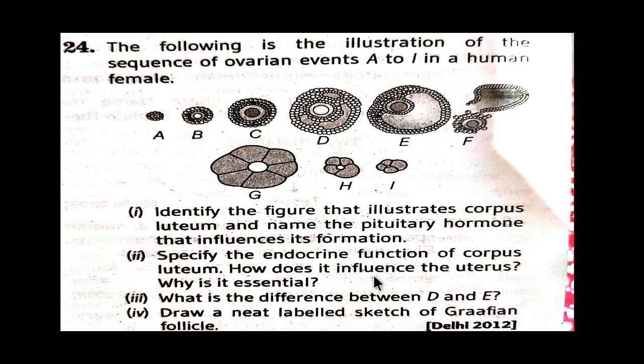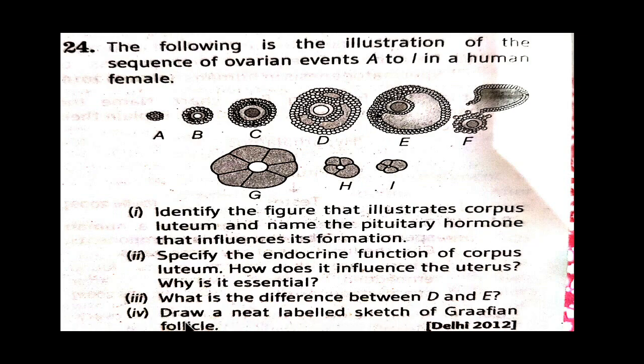And then how does it influence the uterus? So progesterone is essential for maintenance of the endometrium layer of the uterus. Here endometrium layer is the keyword. Why is it essential? So endometrium is necessary for implantation of the fertilized ovum and other events of the pregnancy. What is the difference between D and E? Now let's take a look at D and E. So D is a developing follicle, whereas E is a mature follicle. Okay, got it? Now this is of 2 marks.